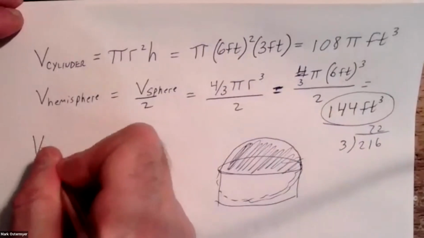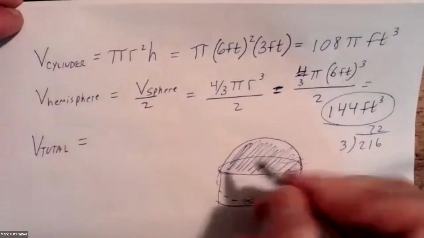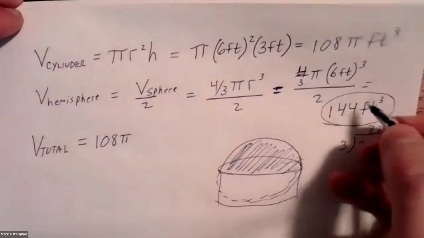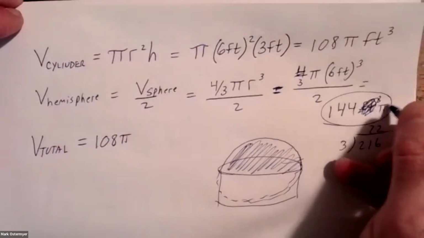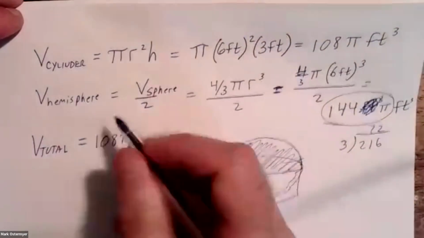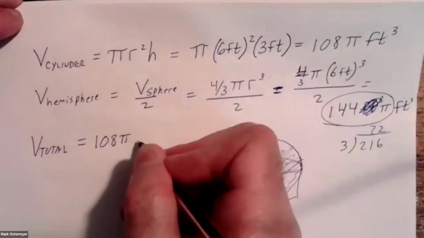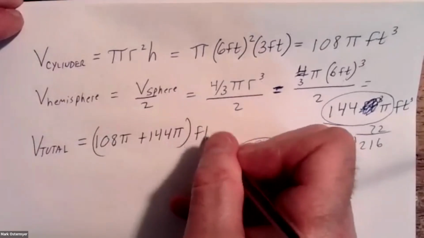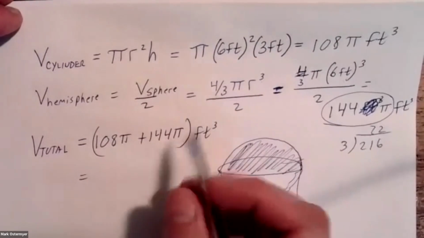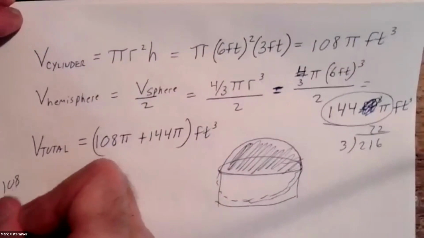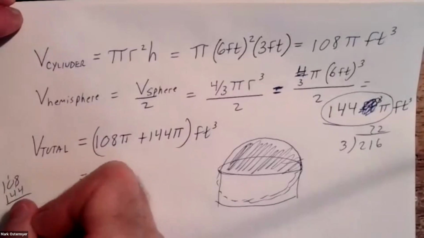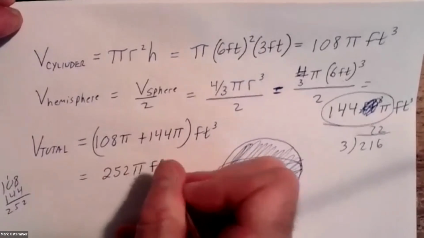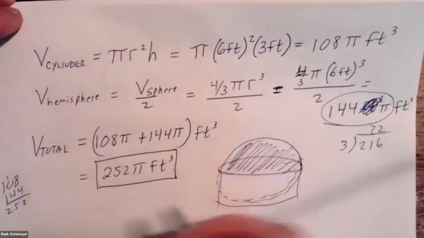So the total volume is going to be the sum of the volumes of the cylinder plus the hemisphere. That's to say 108. I'm missing pi here, am I not? Should be 144 pi cubic feet in exact form. So 108 pi cubic feet plus 144 pi cubic feet would be the total exact volume of that shape. And 108 plus 144 is 252. 252 pi cubic feet, ladies and gentlemen, would be the exact volume of that shape.